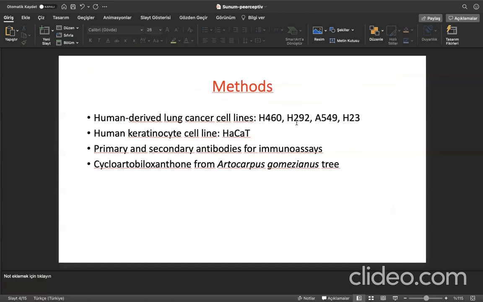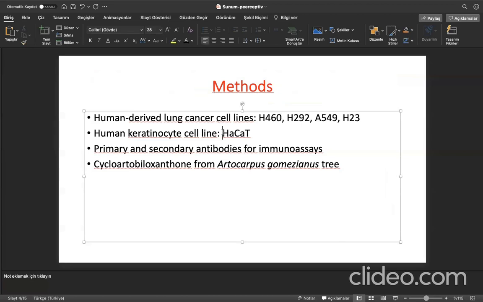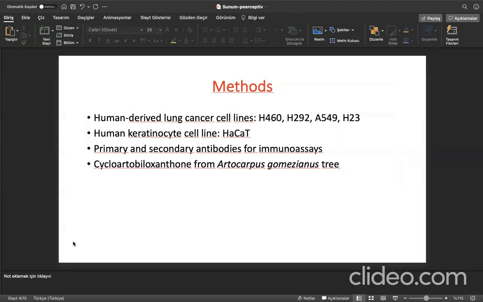In the methods part, they used 4 different human lung cancer cell lines and 1 normal cell line to measure the effects of the compound on normal cells beside cancer cells. They designed primary and secondary antibodies for immunoassays, and as I mentioned before, Cycloartobiloxanthone was extracted from Artocarpus comesianus tree.